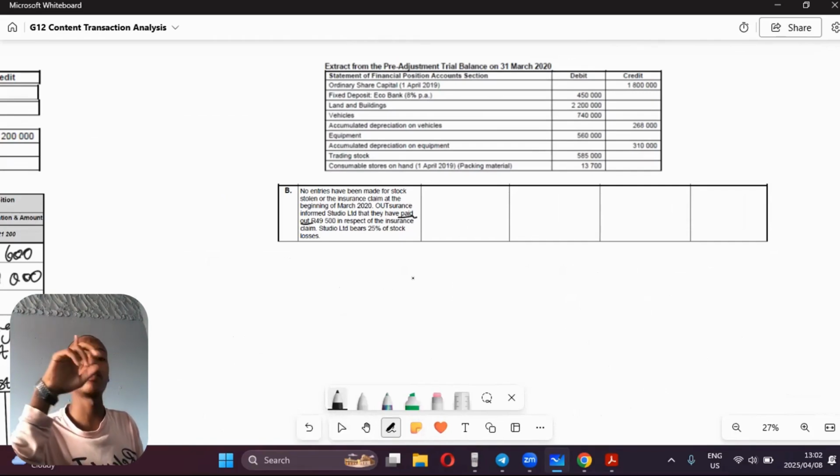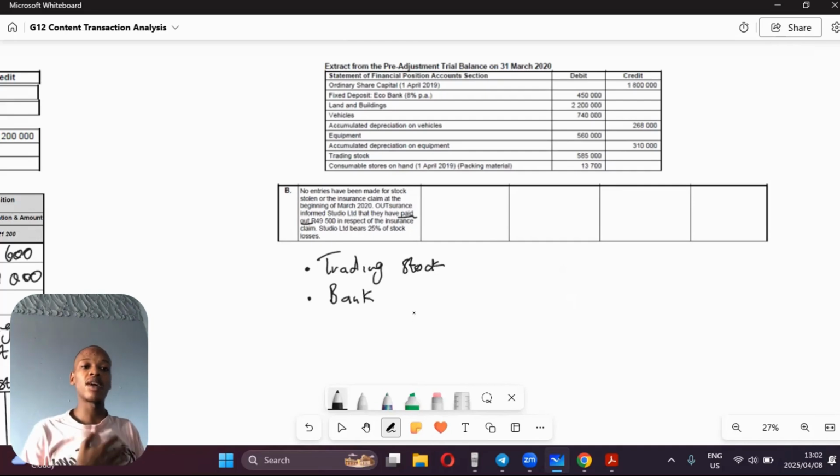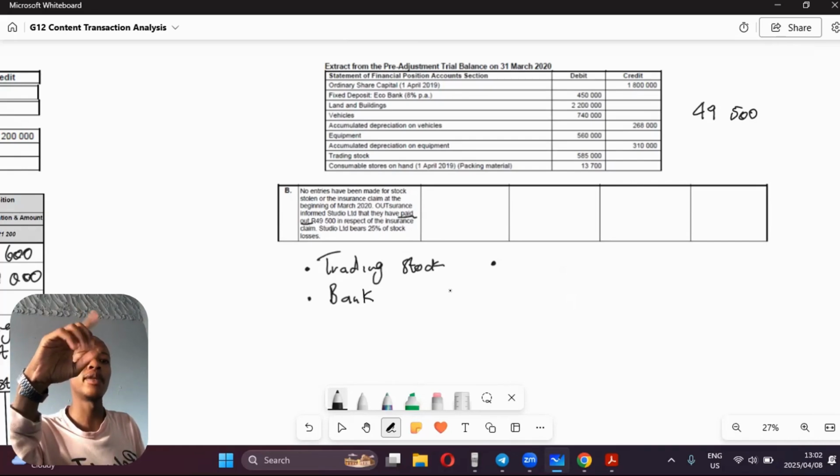Right, already I think we can now identify accounts that are going to be affected. Stock is stolen, so trading stock is going to be affected. And then another account is going to be bank because they have paid out the insurance claim. So the money is going to get into our bank account. And then another account we're going to have to figure out along the way. So 49,500 is in respect of the insurance claim, the one that is paid. So 49,500 is going to go to the bank. Yeah, not 300, 500. Okay, cool. And then the loss will be borne by the business.